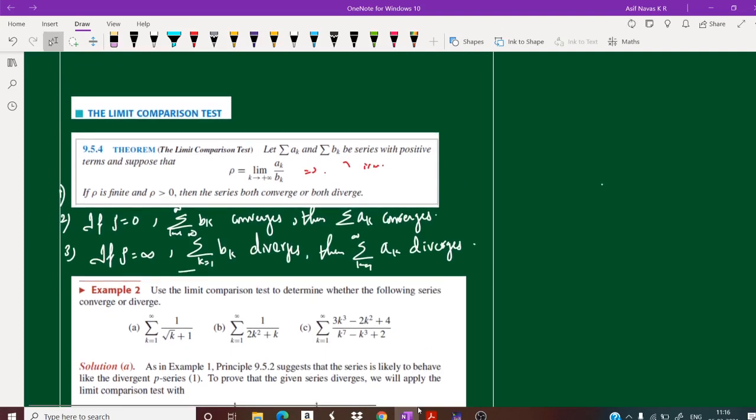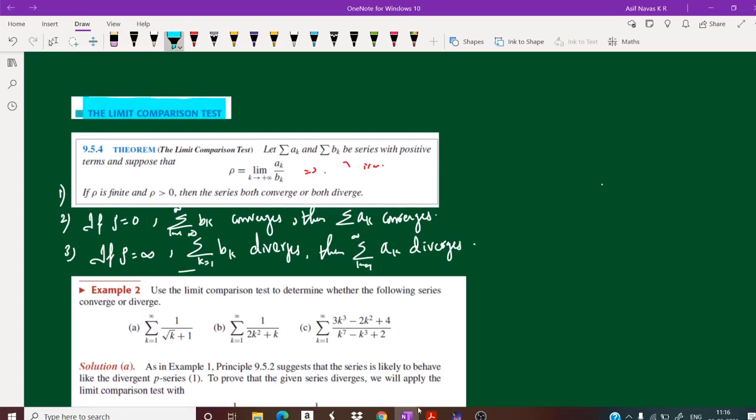Now we will move to the second test. So today we will study only two tests. The second test is the limit comparison test. Theorem, the limit comparison test: if sigma ak and sigma bk are series with positive terms, and suppose that rho is equal to the limit as k tends to infinity of ak by bk, rho equal to the limit as k tends to infinity of the akth term divided by the bkth term.